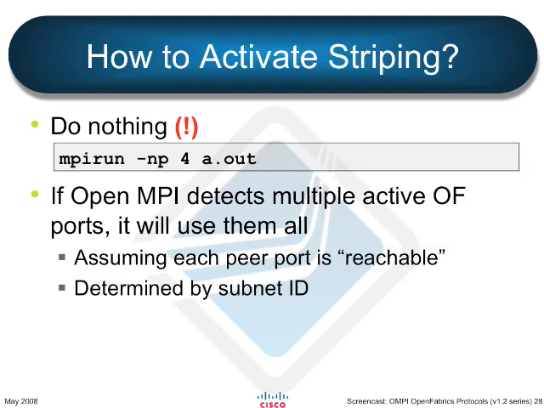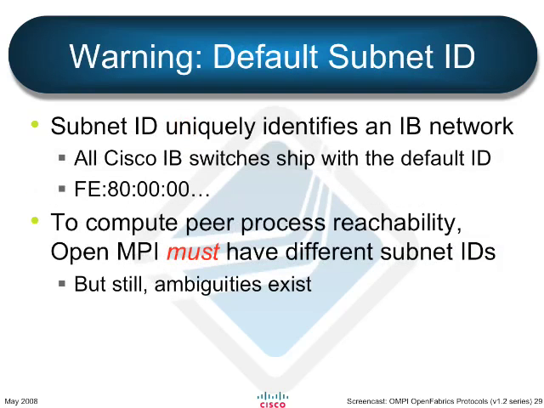So let's have a look at this here. This is particularly an InfiniBand issue. The subnet ID uniquely identifies an InfiniBand network. So all Cisco InfiniBand switches, and I think most if not all InfiniBand switches, ship with the default subnet ID of FE80 followed by all zeros. So if you're going to have multiple physically disparate InfiniBand networks, you must have different subnet IDs on them. This is an Open MPI restriction, not an InfiniBand restriction. It's an Open MPI thing so that we can compute reachability properly.